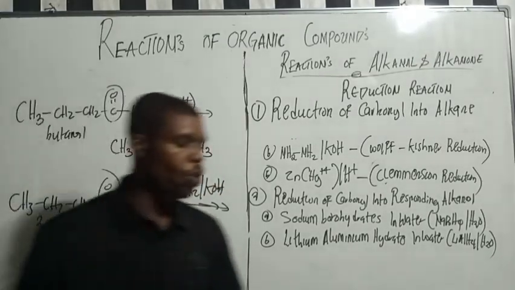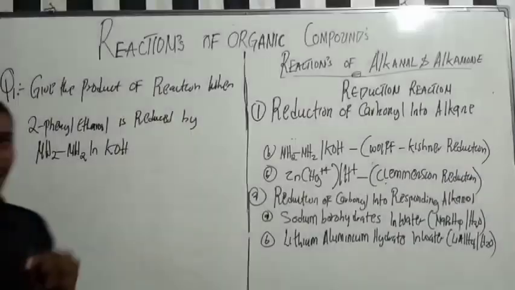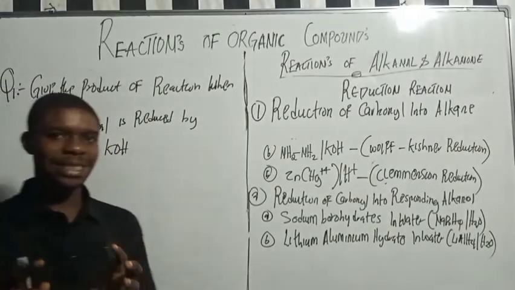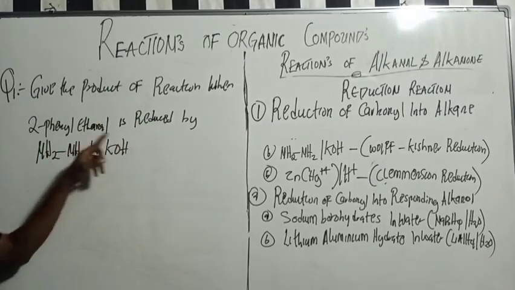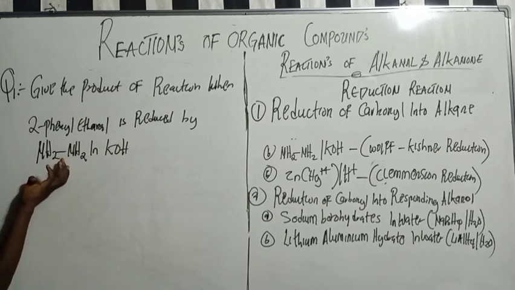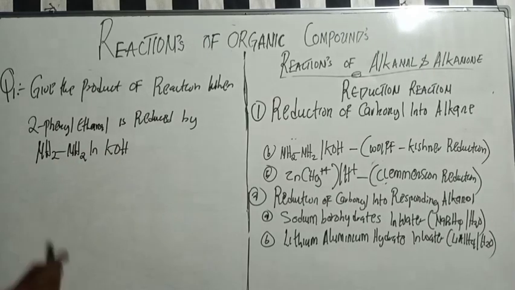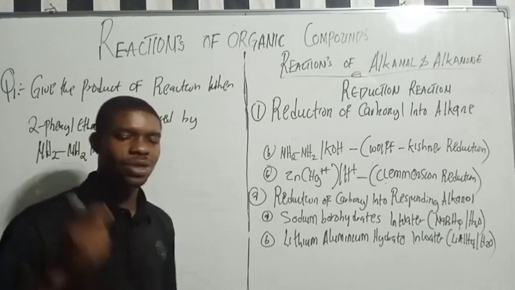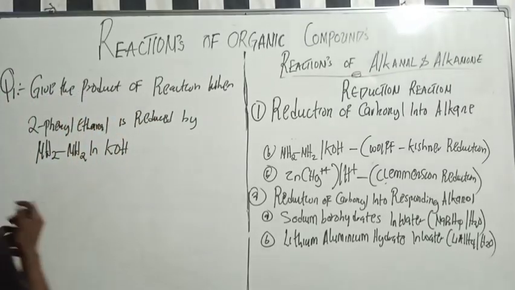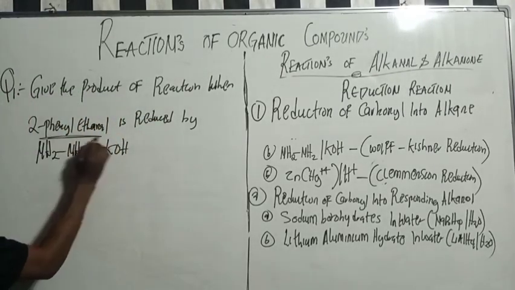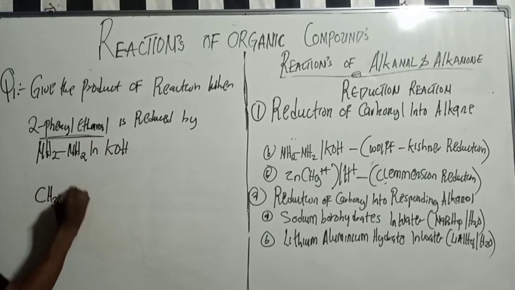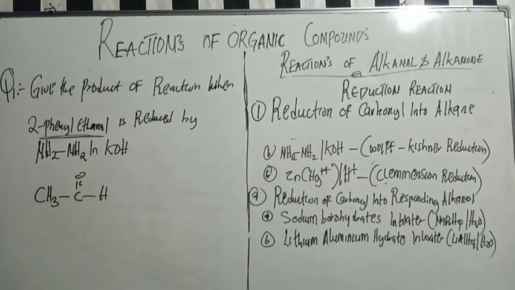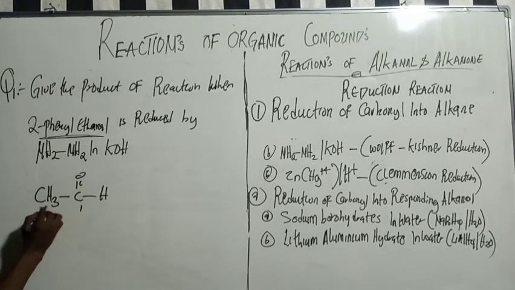Now let me show you the ways you'll be asked in the exam. This is the way and pattern you see it in the exam. Give the product of the reaction when 2-phenyl ethanol is reduced by hydrazine in KOH. Now it's going to talk about the reduction reaction to the alkanes. So the first thing to do here is to give the complete structure of this compound. You want to talk about ethanol, CH3, C. This is called ethanol. Now, the phenyl is at carbon number 2. So here I have 2.